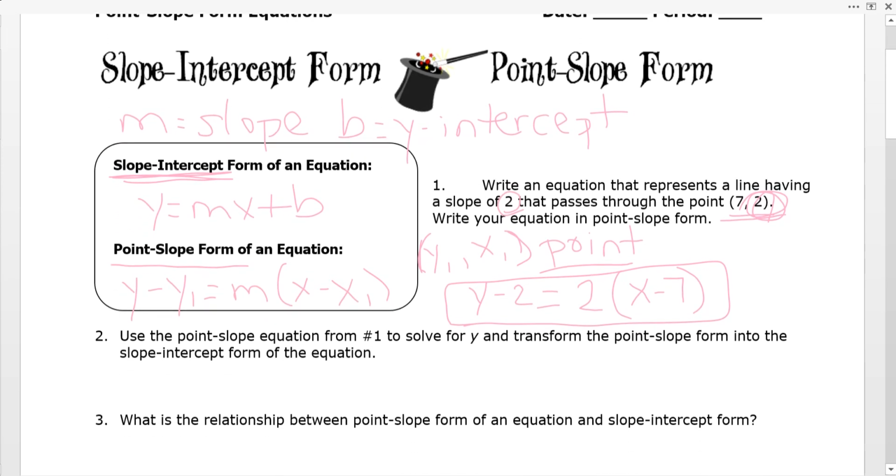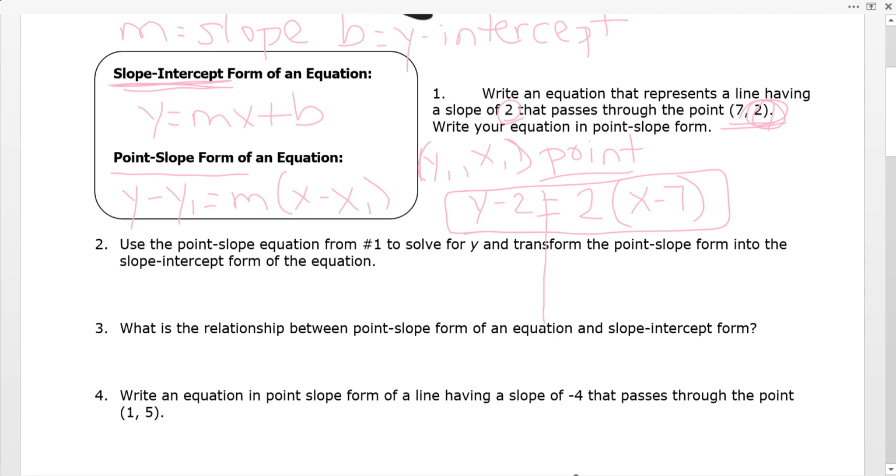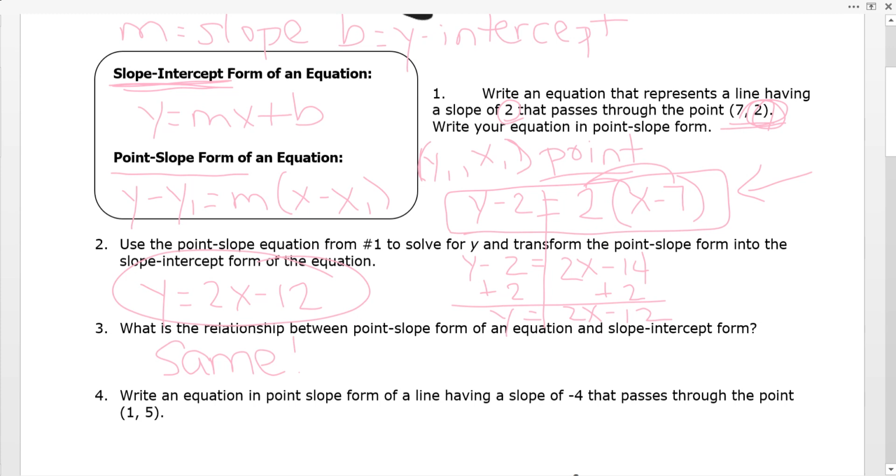Now, the thing about point slope form is you can use point slope form and simplify it and come up with slope intercept form. So if I took this form and I distributed, I would have y minus 2 equals 2x minus 14. I would add 2 to both sides, and I would end up with y equals 2x minus 12. So y equals 2x minus 12 and y minus 2 equals 2x minus 7 are the same equation for the same line. Okay, so the relationship is that they're the same.